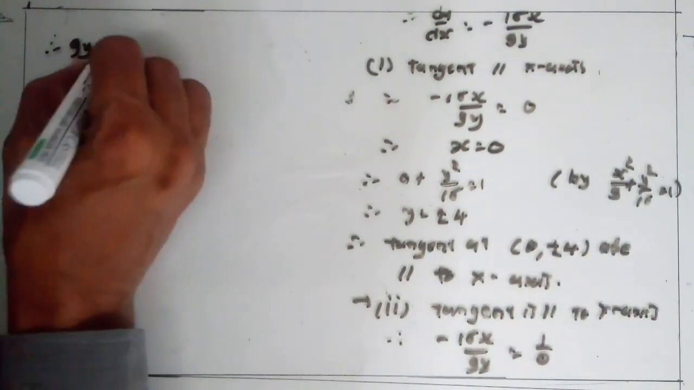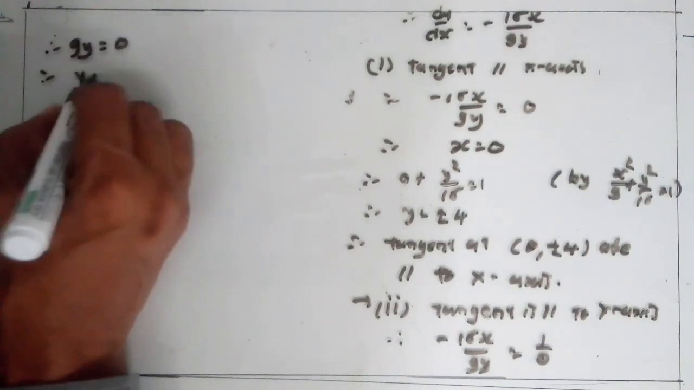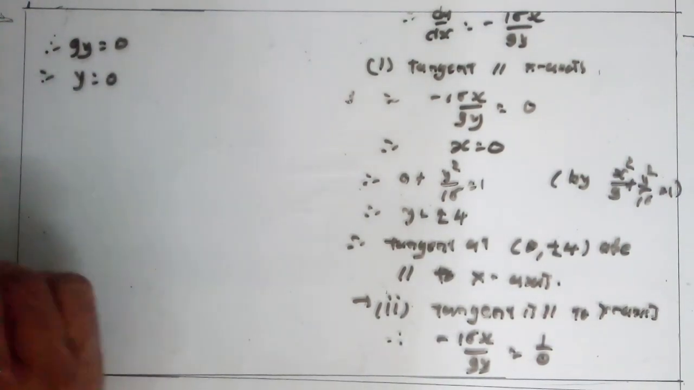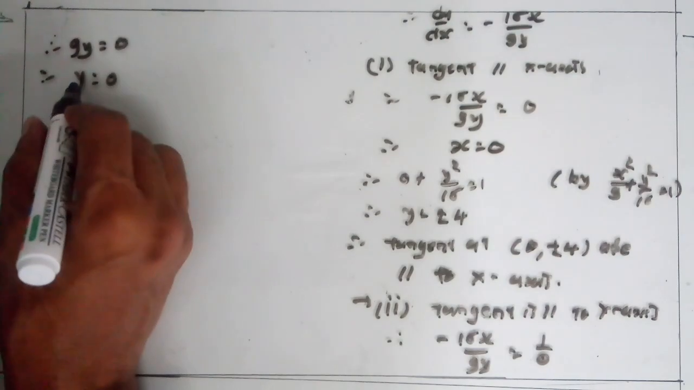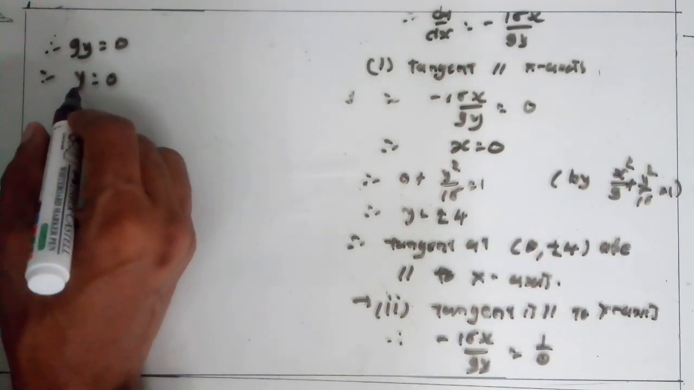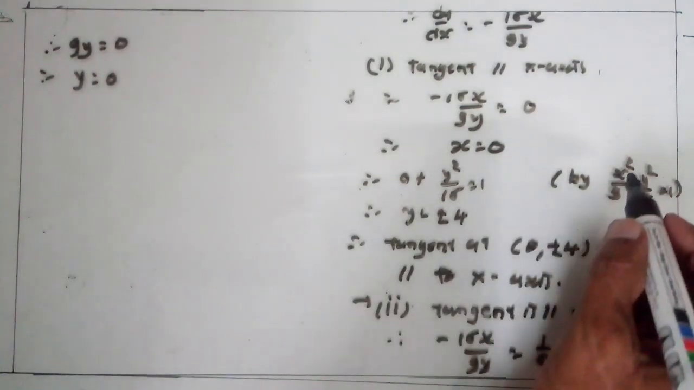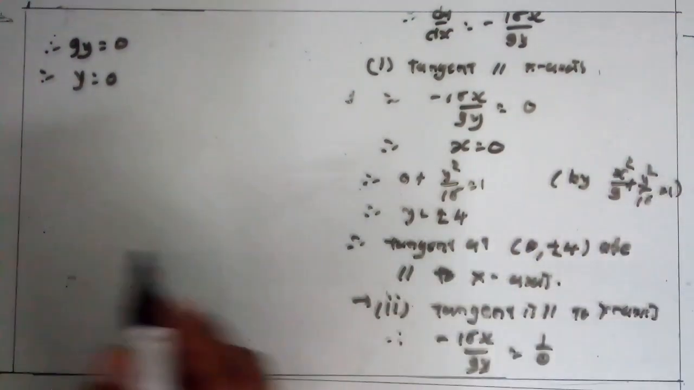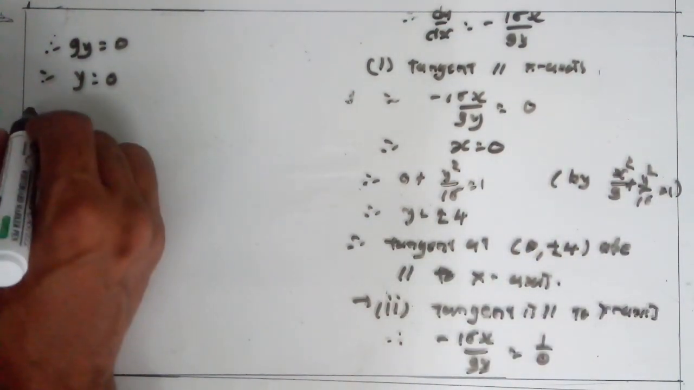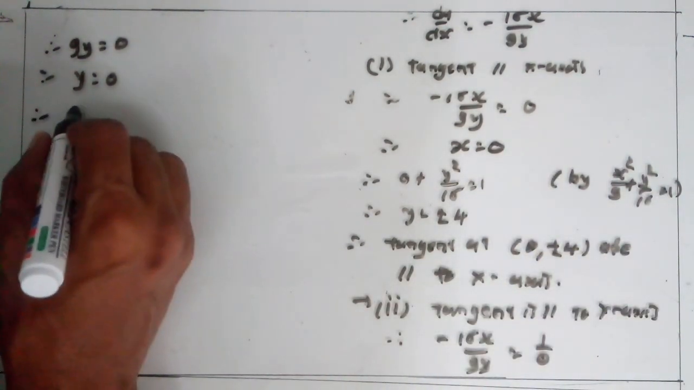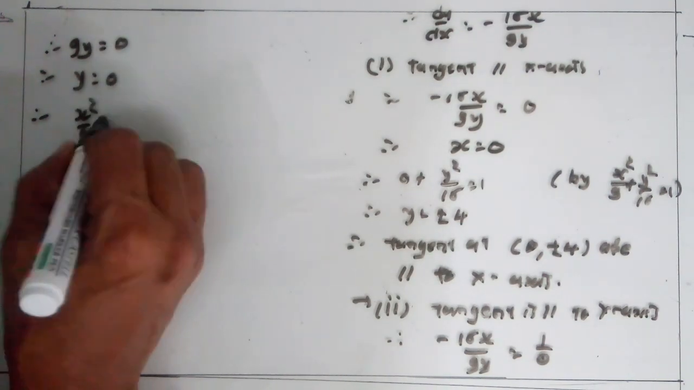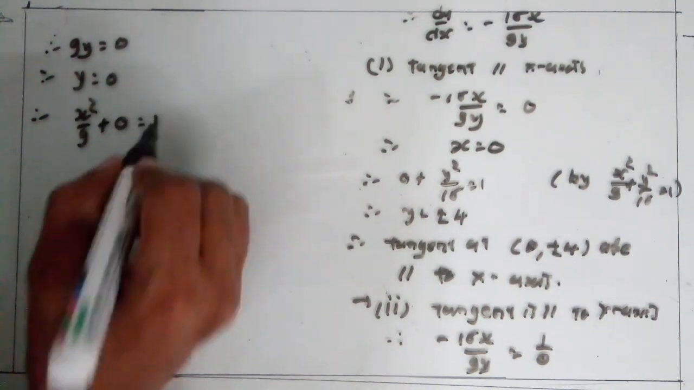9y is equal to 0. Therefore, y is equal to 0. Put in our equation, x square upon 9 plus y square upon 16 is equal to 1. Therefore, x square upon 9 plus 0 is equal to 1.